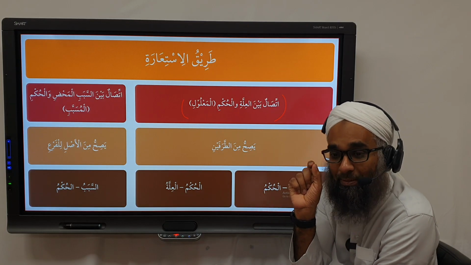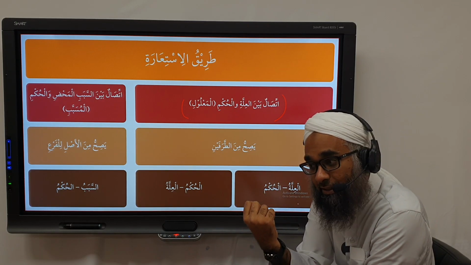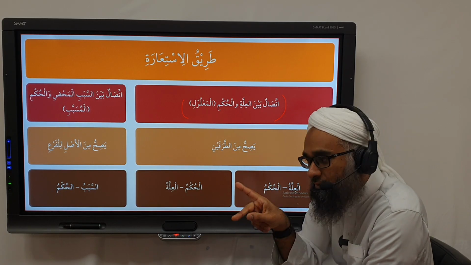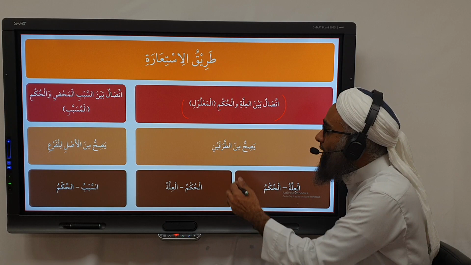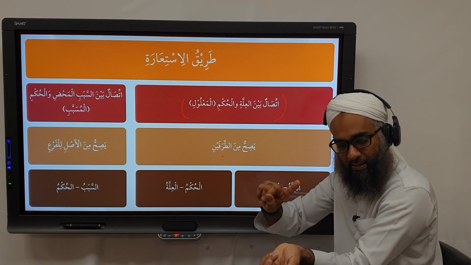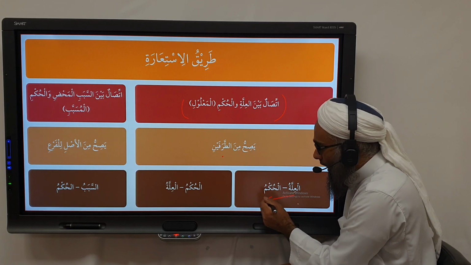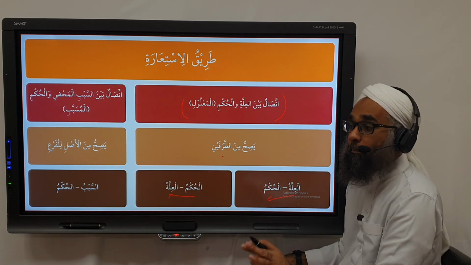If you said milk and you actually meant shira, is that permissible? Because it's illa and hukm, and illa and hukm are very closely linked, so you can take one. Yasihhu min at-tarafayn, from both ways, up and down, this way and that way, left and right. So you can say illa and actually mean the hukm, or you can say hukm and actually mean the illa, and both are fine.